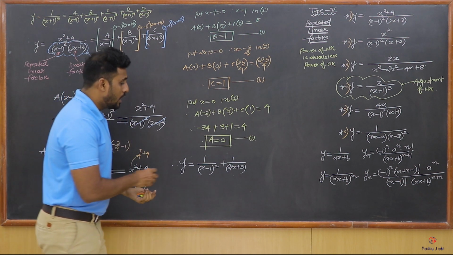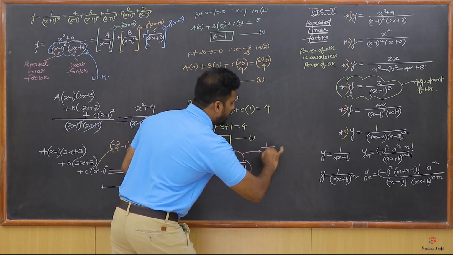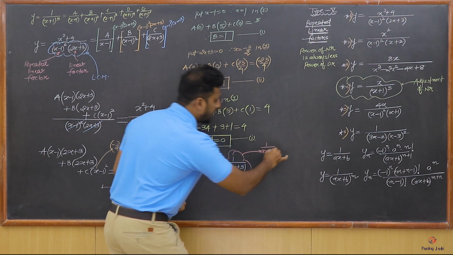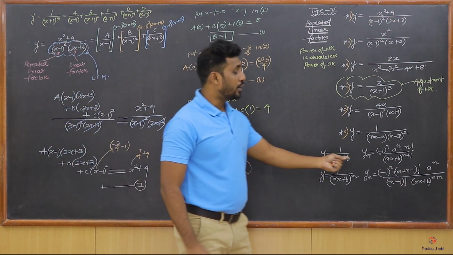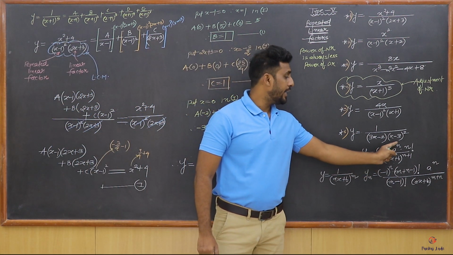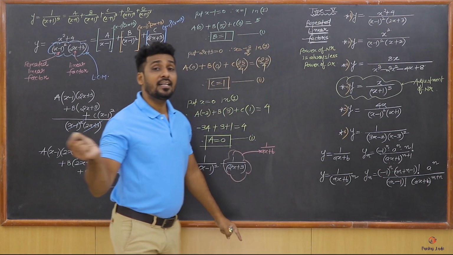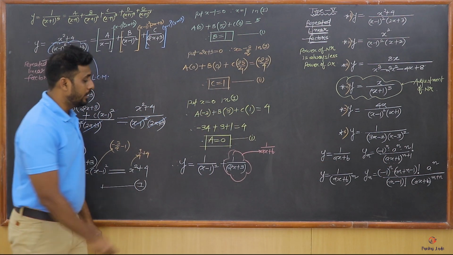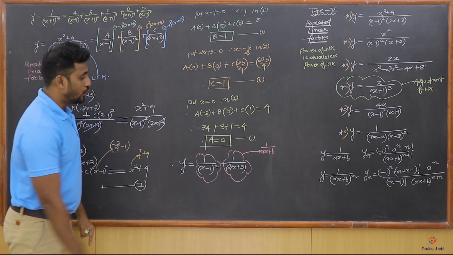Now observe this term 1 upon 2x plus 3 is a very familiar term. It is 1 upon ax plus b. Its nth derivative can simply be written as, we remember the formula, minus 1 raised to n, a raised to n, n factorial upon ax plus b raised to n plus 1. And the second term that you can see, which is here, 1 upon x minus 1 the whole square.